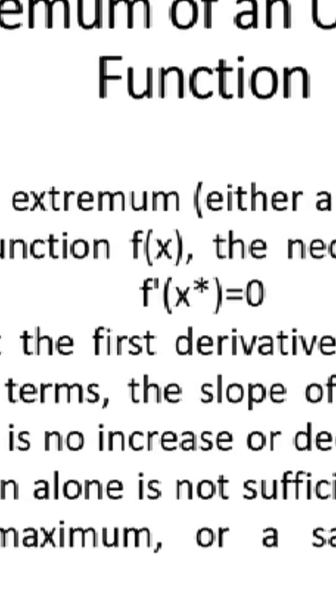Now, what this means is that the first derivative at x asterisk must be equal to 0 for the function to satisfy the necessary condition. This condition says that the first derivative of the function at the point must be 0. In simpler terms, the slope of the function at that point is horizontal, meaning there is no increase or decrease in the function value at x asterisk.